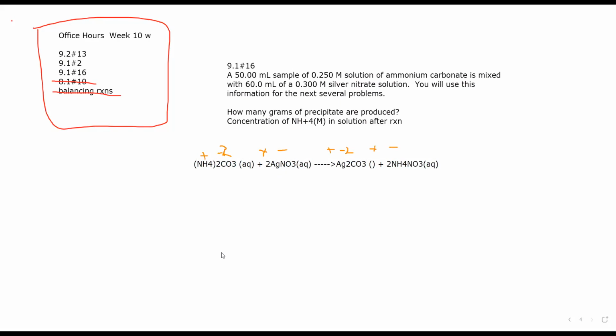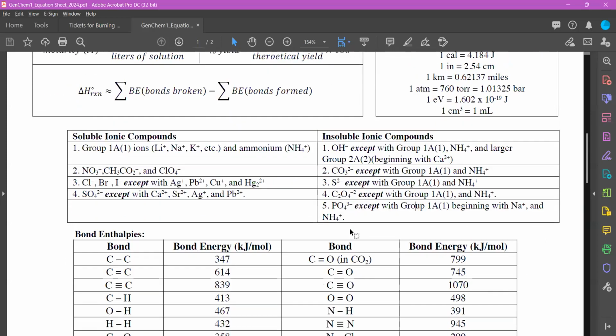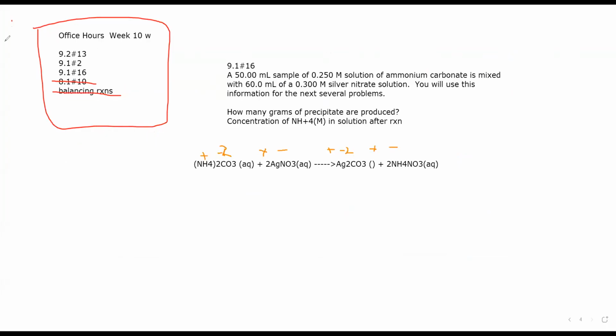I fix my subscripts to make sure I've got good compounds. Then I go ahead and check my coefficients to make sure I've got the same number of cations and anions on both sides. To check what's going on with that silver carbonate, I check my solubility information, and I can see here insoluble ionic compounds number 2, carbonates are insoluble. There's a few exceptions, but silver is not one of those exceptions. So this is going to form a solid.